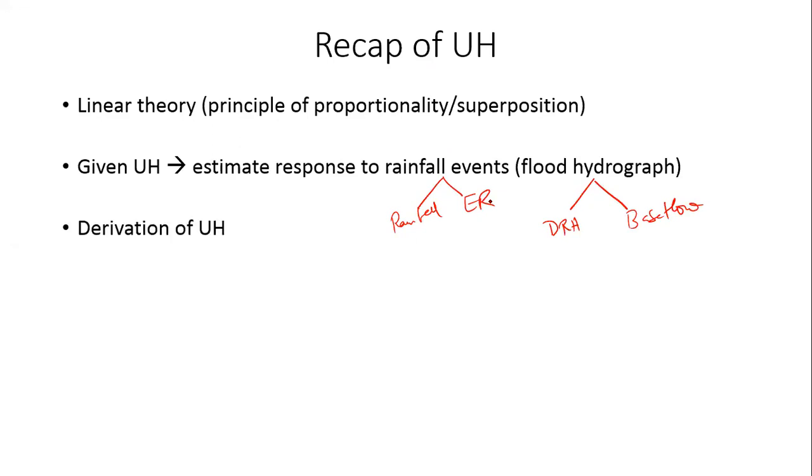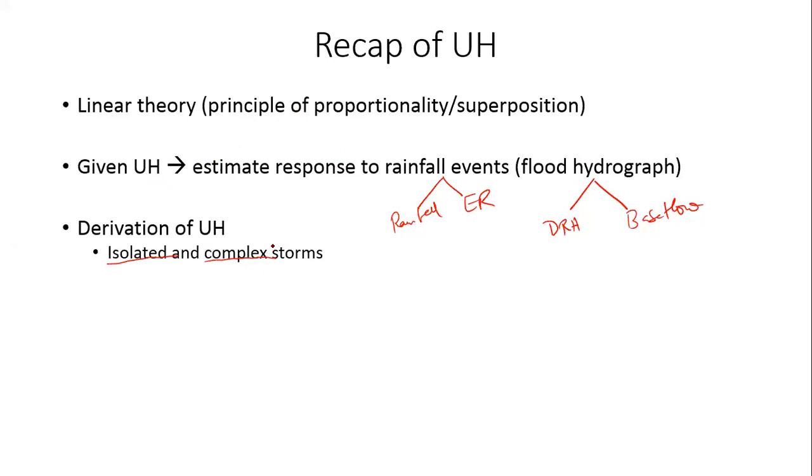The second one was how to derive a unit hydrograph given a response to some rainfall event, right? So the first problem was given unit hydrograph, how to find the response to rainfall event. The second one that we looked at was given a response to a rainfall event, how to find out what the unit hydrograph is. And even within this, we had like multiple approaches. How to do it for isolated storms versus complex storms, right? If you remember, that's the sequence in which we went.